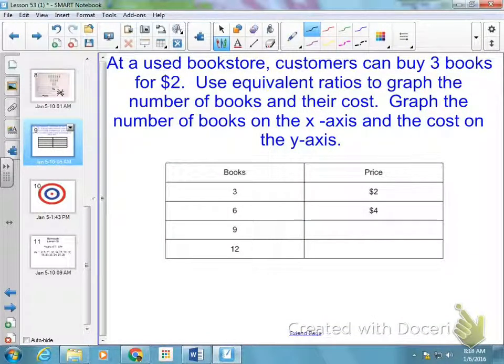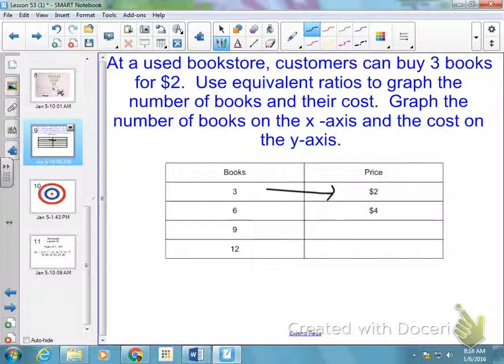Okay, so for this one, at a used bookstore, customers can buy 3 books for $2. Use equivalent ratios to graph the number of books and their costs. Graph the number of books on the x-axis and the cost on the y-axis. So how are you going to set this up? First, we have to find out some prices. So I know for every 3 books I buy, it costs $2. So if I buy 6 books, it costs $4.